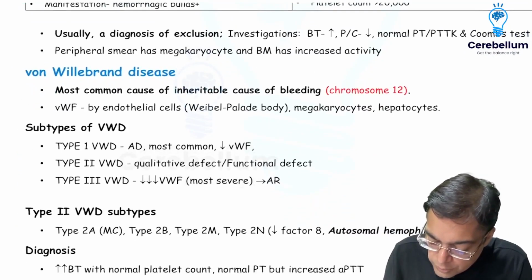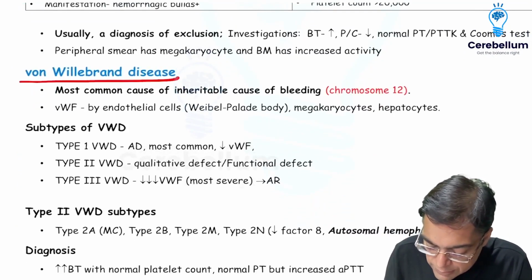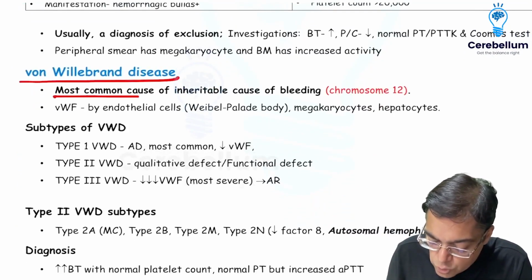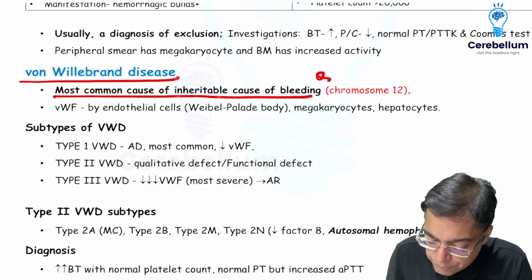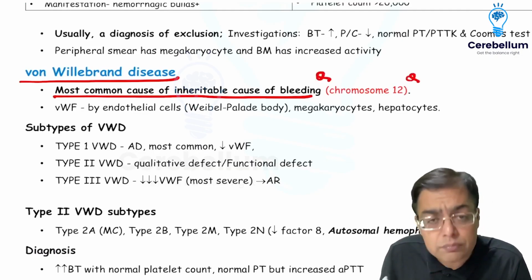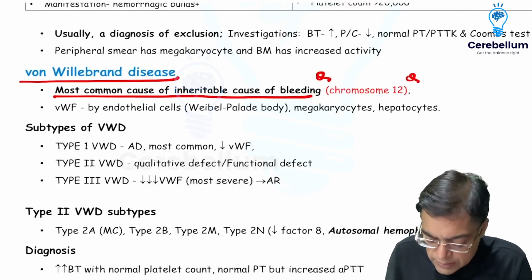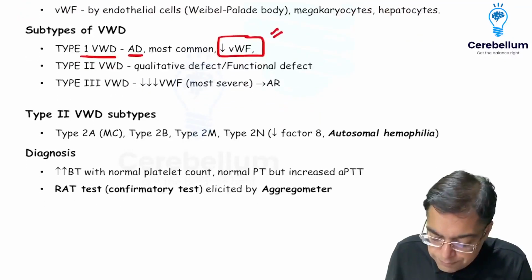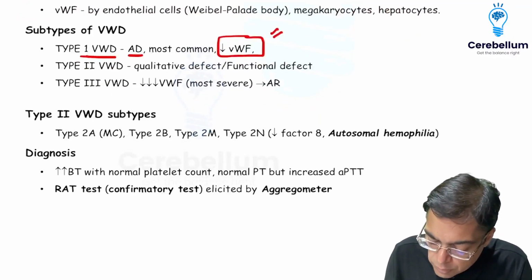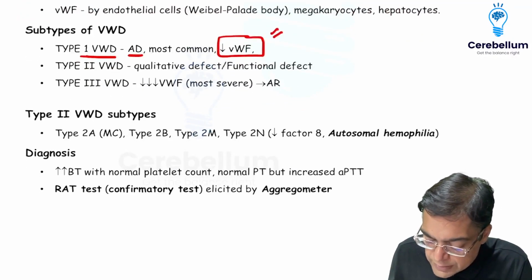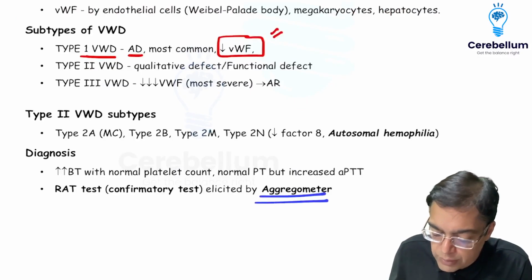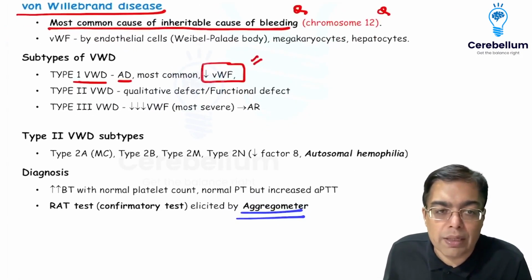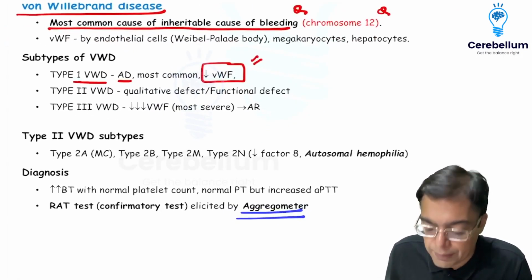Talking about von Willebrand disease, that is what I just wanted to have an idea. It's the most common inheritable cause of bleeding. It is going to be associated with chromosome 12, and the type 1 variant of von Willebrand disease happens to be the most common. It has an autosomal dominant mode of inheritance, and there is going to be actually a reduction in the von Willebrand factor. Whenever we are talking about von Willebrand disease, the confirmatory test can be done with the help of something like an aggregometer, and the finding, as I shared with you earlier, is increase in the bleeding time and increase in APTT.